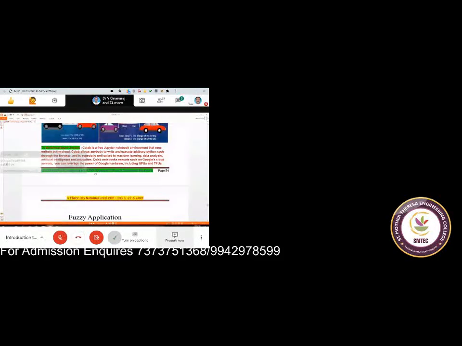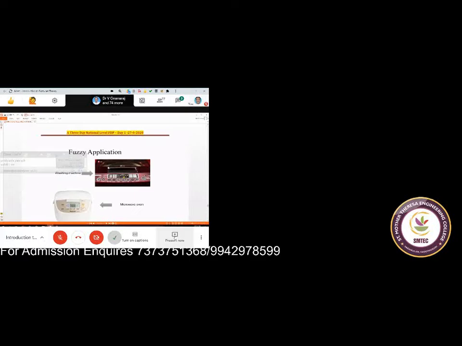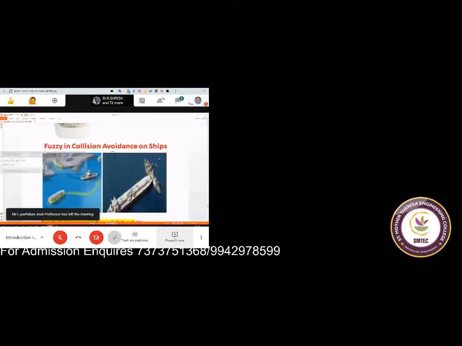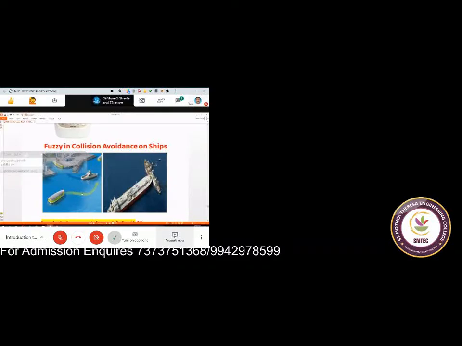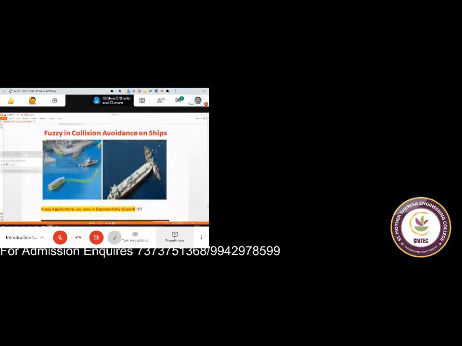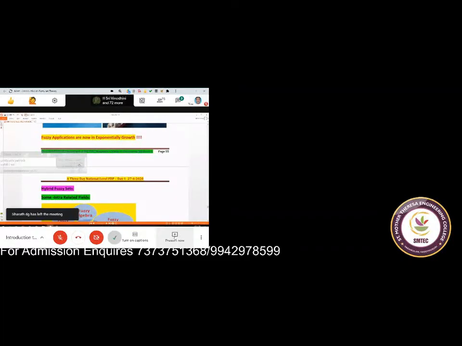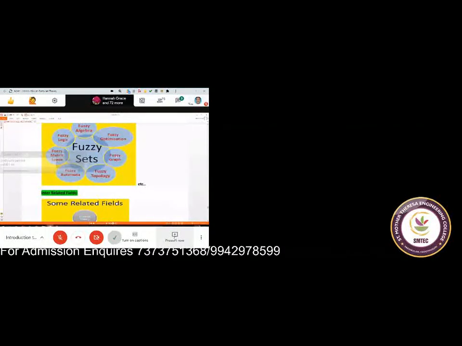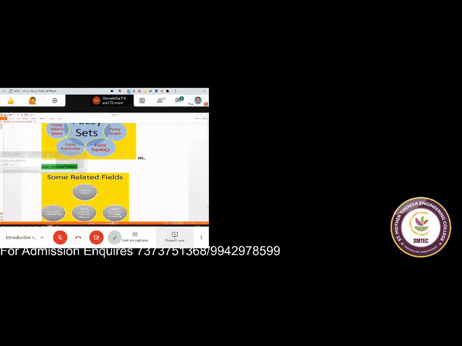Some of the applications of fuzzy logic can be viewed here. We have the washing machine, in which fuzzy application is carried out, and in the microwave oven also fuzzy logic is applied. To avoid collision of ships sailing in the sea or in the river, we use a fuzzy logic approach. Fuzzy applications are now in exponential growth, and there is a hybrid of fuzzy sets with related fields in mathematics: fuzzy topology, automata, metric space, graph theory, algebra, optimization, and so on. Other related fields are knowledge engineering, evidence theory, control theory, pattern recognition, image processing, and so on.